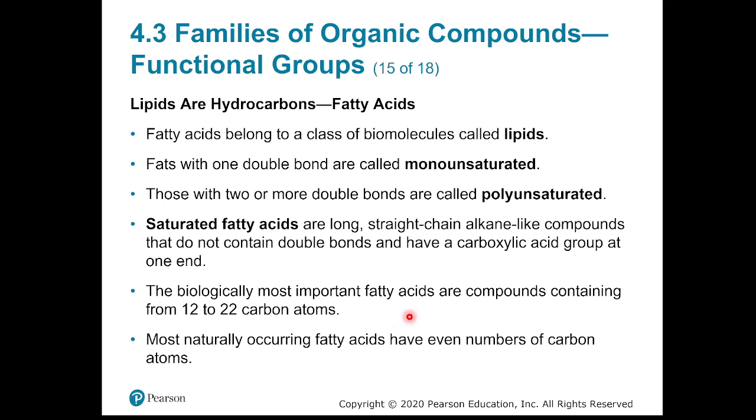Now, the most naturally occurring fatty acids are going to have even numbers of carbon atoms. This is actually due to an important cycle in your body. So we have a system that works on even numbers of carbon. If you have an odd number of carbon, you actually have to go through an entirely other pathway to fix that. And so, by far and away, even numbers of carbon is the most common.